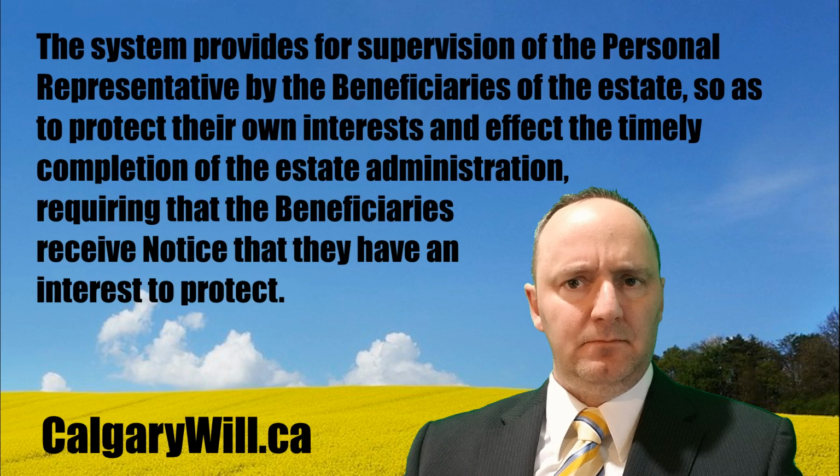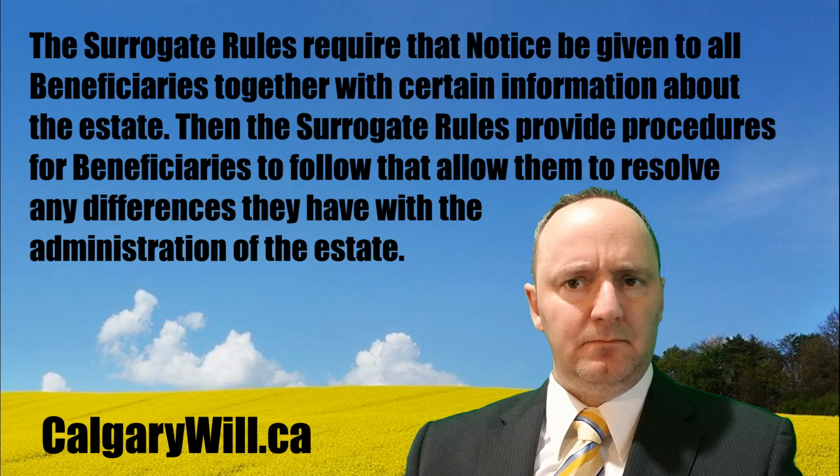The system provides for supervision of the personal representative by the beneficiaries of the estate, so as to protect their own interests and effect the timely completion of the estate administration, requiring that the beneficiaries receive notice that they have an interest to protect. The surrogate rules require that notice be given to all beneficiaries, together with certain information about the estate. Then the surrogate rules provide procedures for beneficiaries to follow that allow them to resolve any differences they have with the administration of the estate.